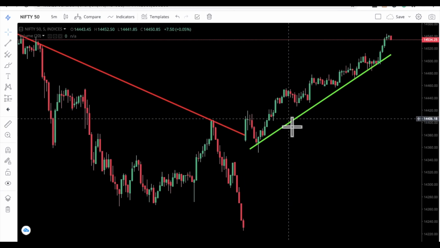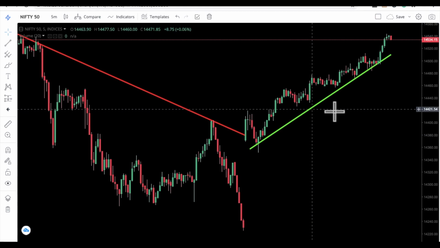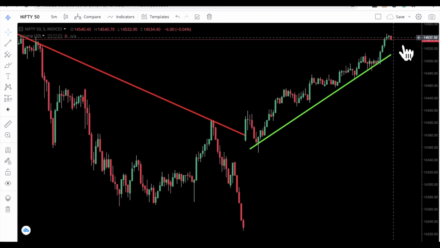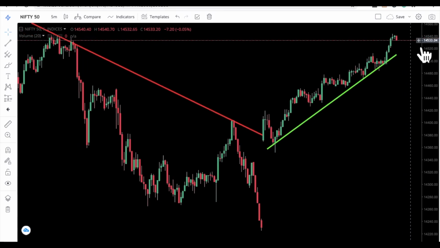So our first example is trendline. This was our first example. We clearly see how trendline in the live market is acting as a strong support zone. Now let's see a second example.